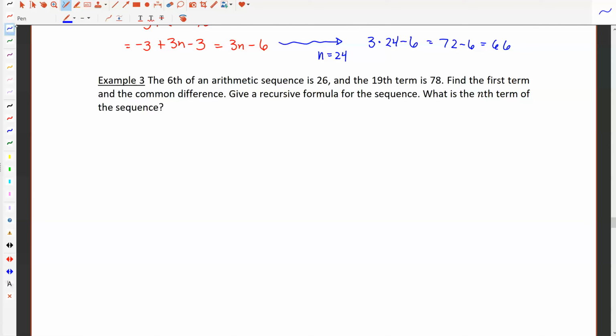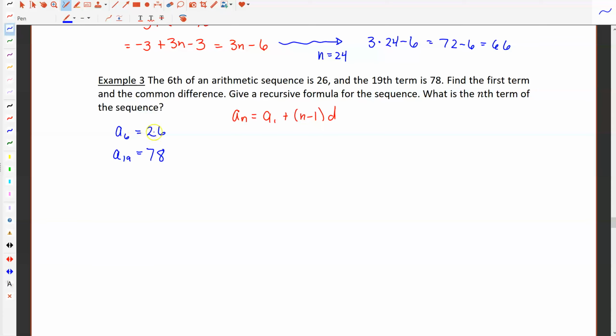There's going to be a couple different ways to solve this. So let me show you a couple different ways. First off, I'm going to write off what I'm given. So a sub 6, the 6th term of the sequence is 26. And then a sub 19 is equal to 78. So if we remember in general that a sub n is equal to a sub 1 plus n minus 1 times d.